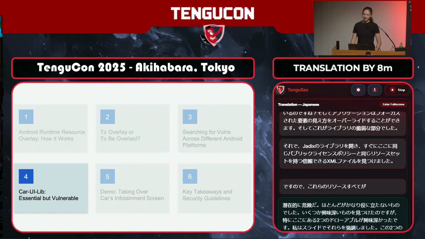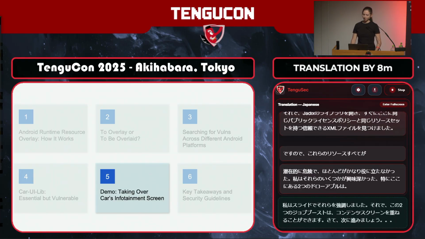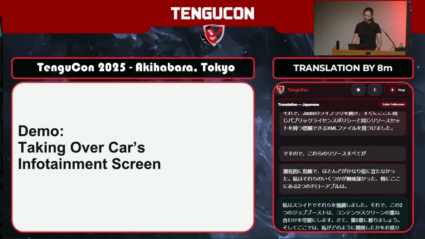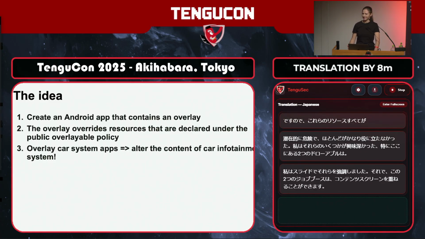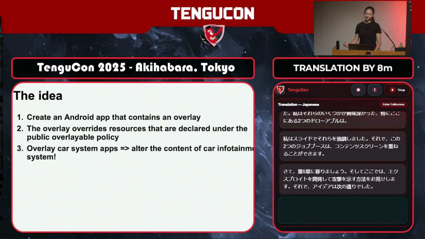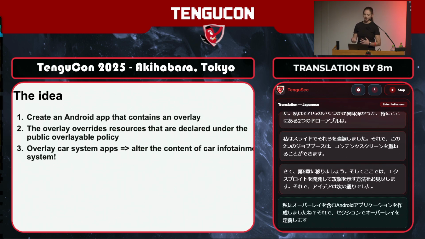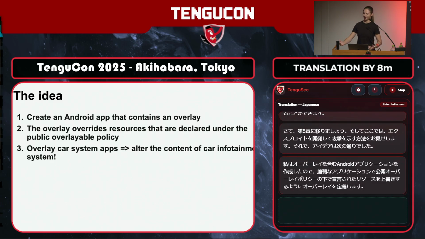Let's move on to chapter number 5, and here I'm going to show you how I developed an exploit and demonstrate the attack. So the idea was the following. I created an Android application that contains an overlay. I defined the overlay in such a way that it overrides resources declared under the public overlayable policy in vulnerable apps. Then I basically overlay system applications, and I alter the content of the car's infotainment system.